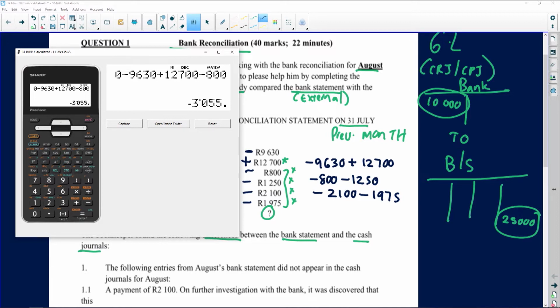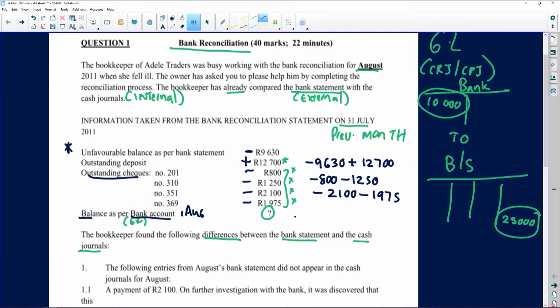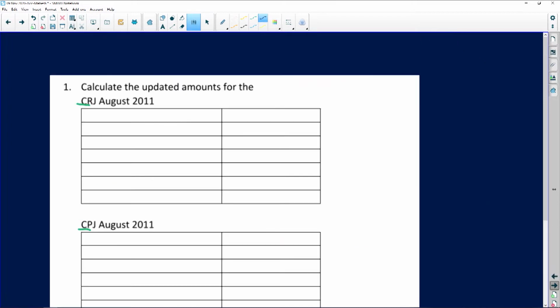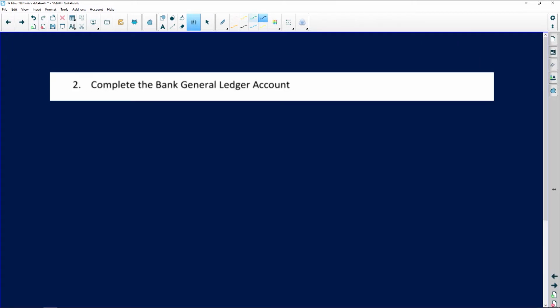That gives me a balance of 3,055, and as you can see, it's negative. Okay, so a negative balance of 3,055. That gives me my opening balance in my general ledger. So if I go to my general ledger, let's just quickly draw up a general ledger.